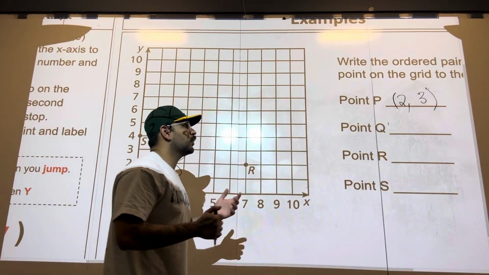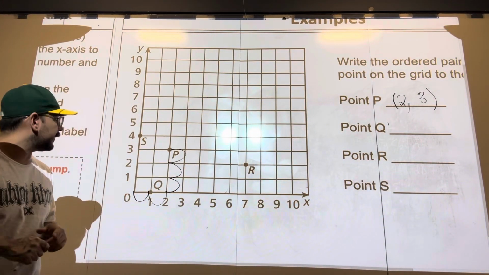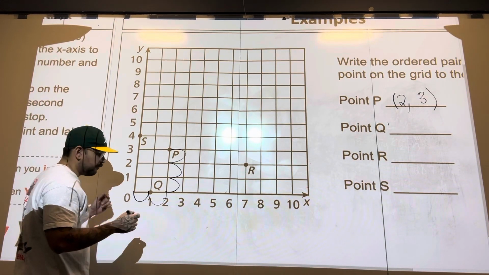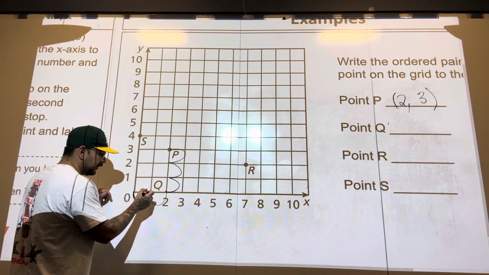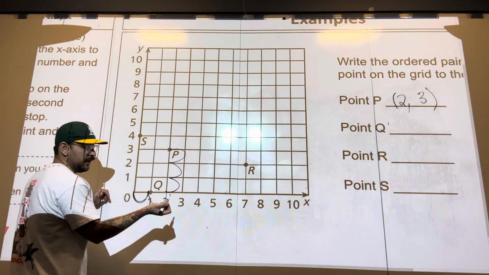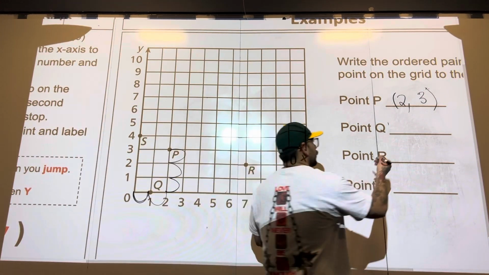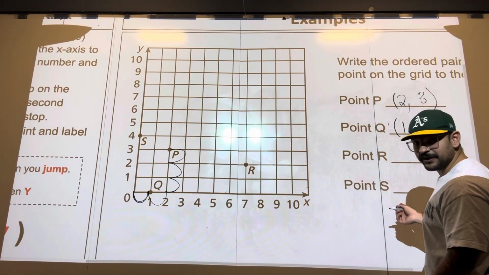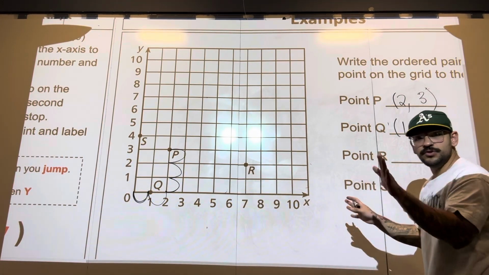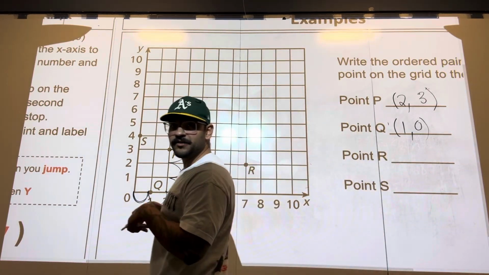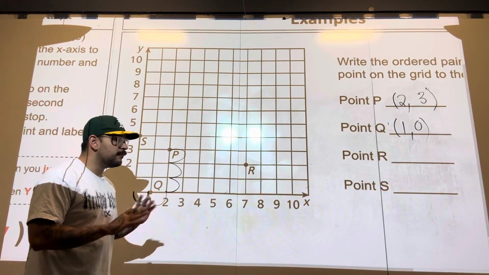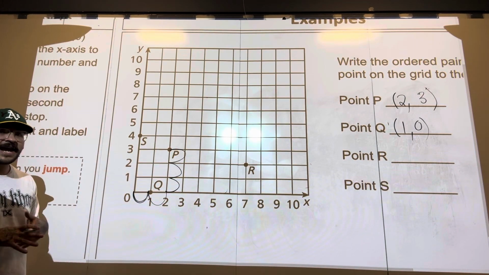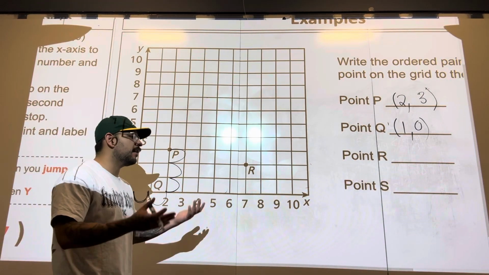Coordinate points or ordered pairs for P will be 2 and 3. Let's do Q. Let's count it. From the origin, how many times did I move to the right to get to Q? 1. Did I go up at all? No. So our x value is going to be 1, and our y value will be 0, because I didn't move up or down in any direction. And if I'm not moving at all, staying on that line, then I have to leave it as such, as 0. I am not moving.